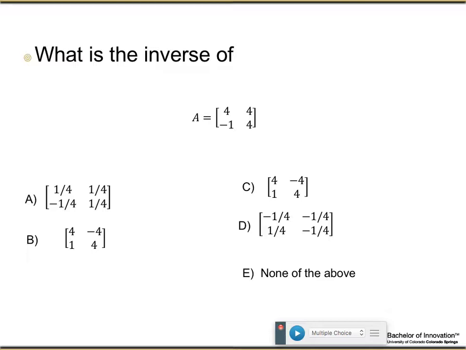So that's the identity matrix. The important property of the inverse is that if I have a matrix A and I multiply it by A inverse, that's equal to the identity matrix. So I'm going to find a matrix such that when I multiply it times A, I get the identity matrix. So who got a different answer other than D?